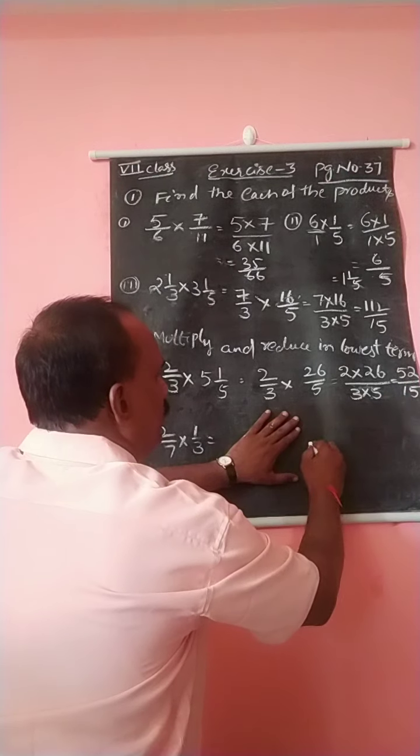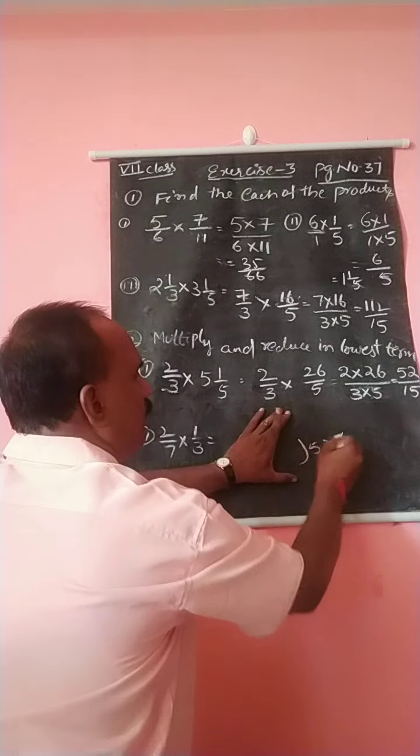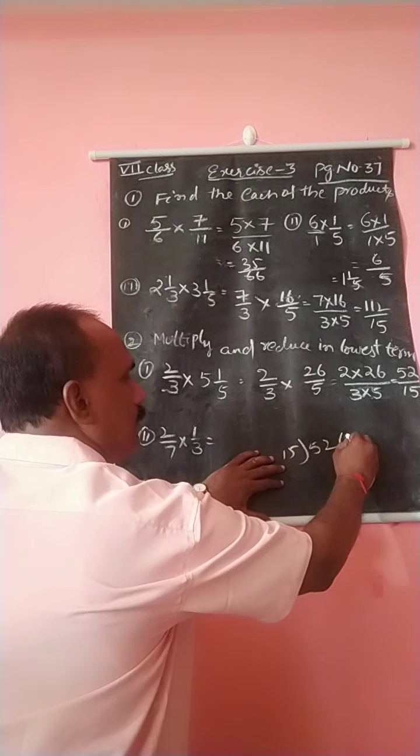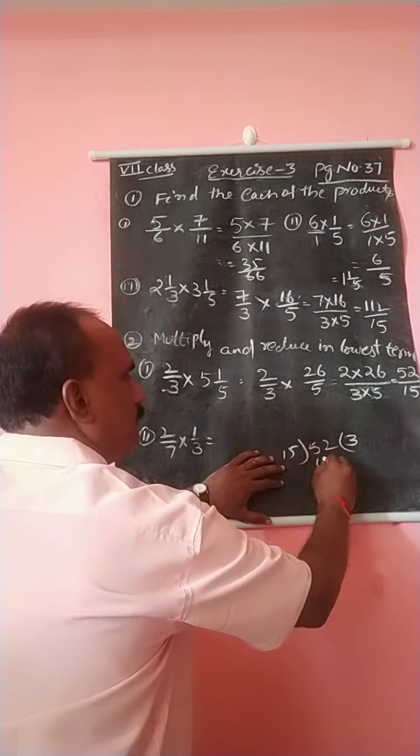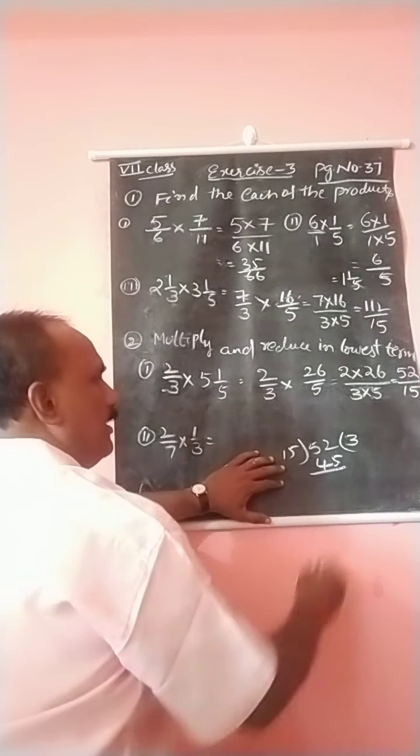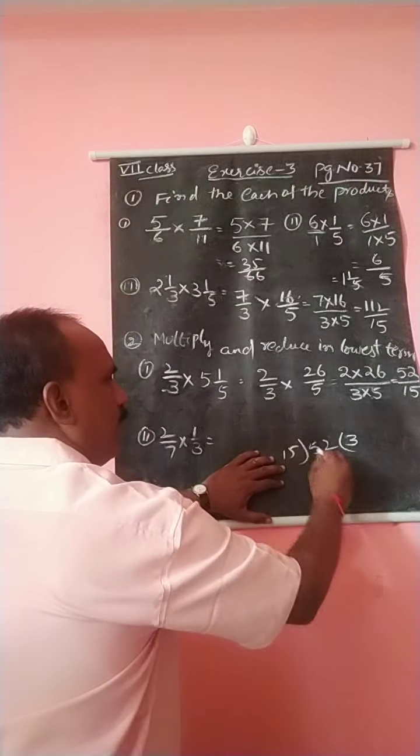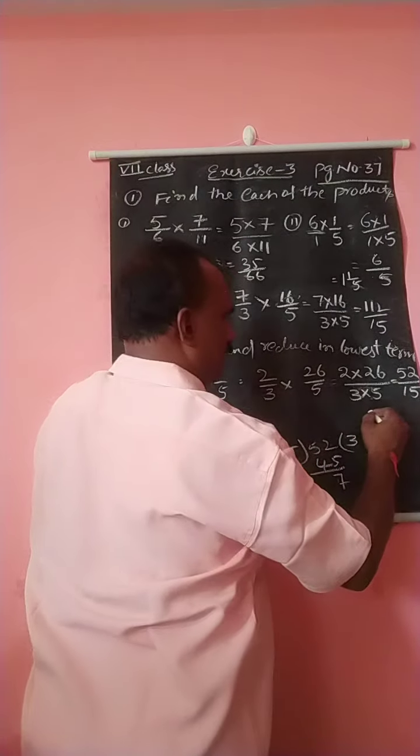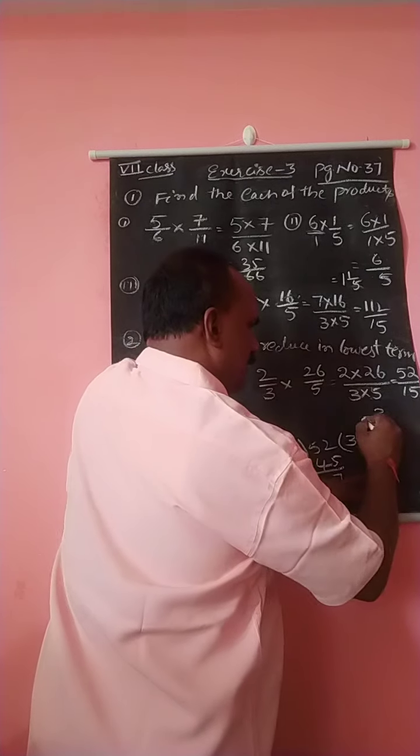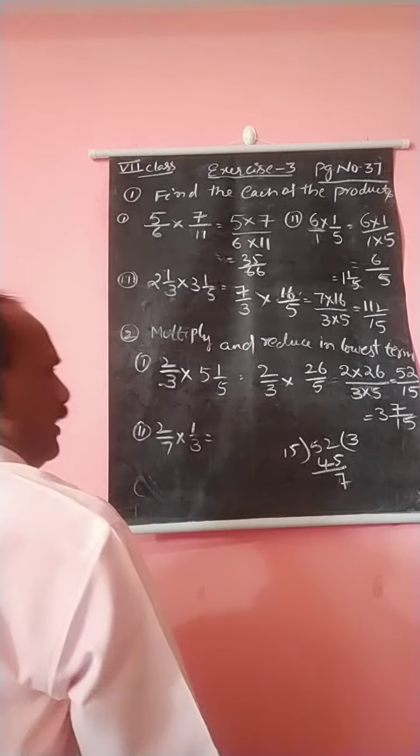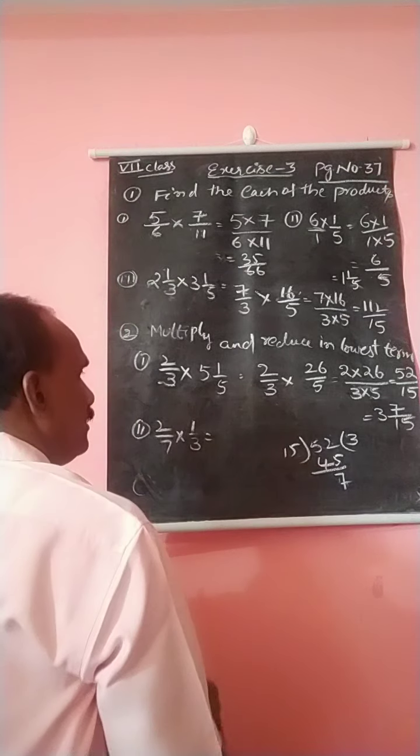How does it come? 52 by 15 means 52 should be divided by 15. How many times does it go? 15 threes are 45, 15 fours are 60, which overshoots. And what is left here? 52 minus 45 is 7. That means 3 7 by 15. You can write it like this.